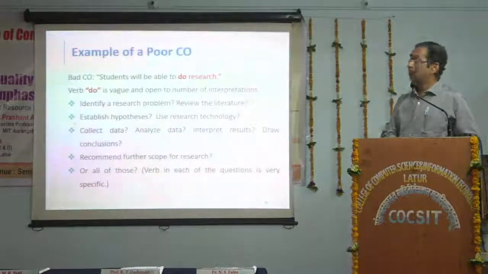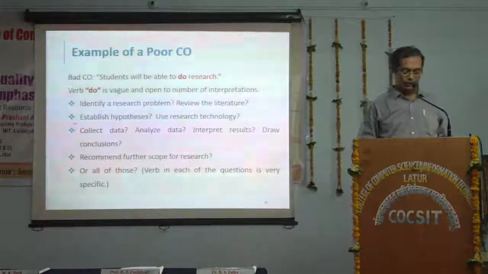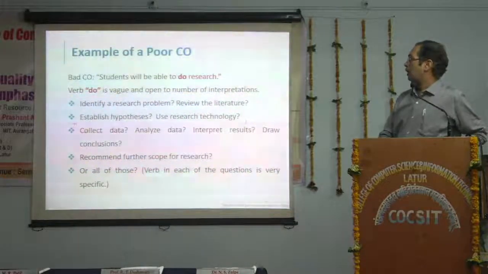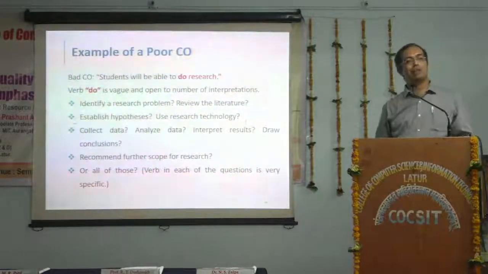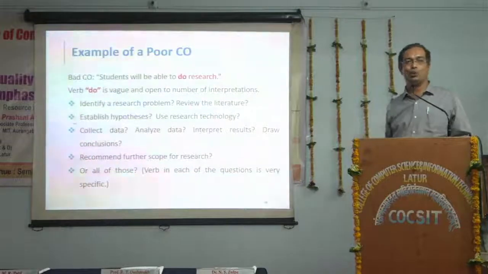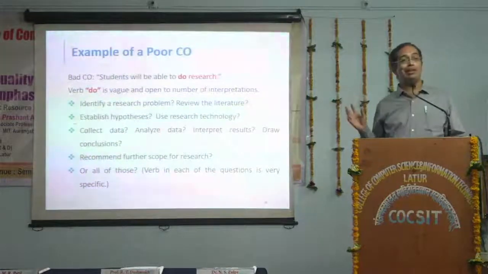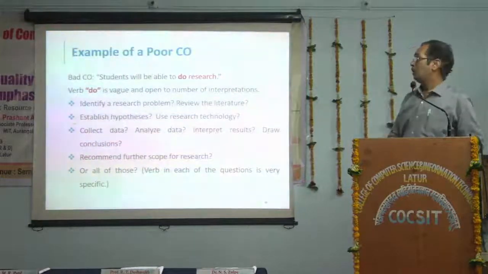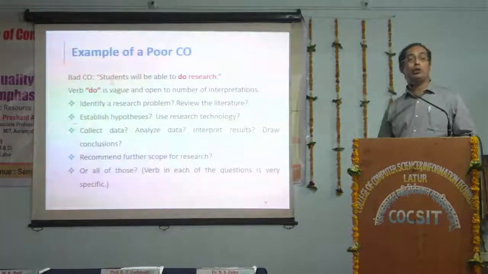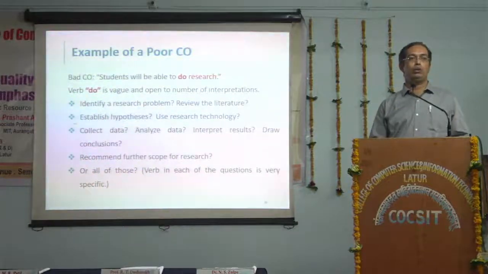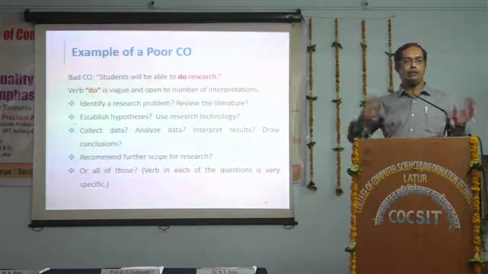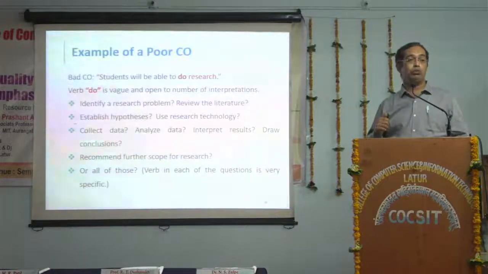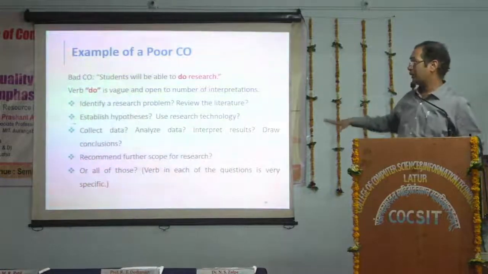Okay, I think we'll continue with what we were discussing yesterday. We are discussing the course outcomes. We had a discussion about this and then we concluded that this particular CO is called a bad CO. Why is it called a bad CO? Because it says students will be able to do research. So what should we understand by research? Research has so many components, and these are the questions that will come to the mind of the learner as well as the teacher, right?